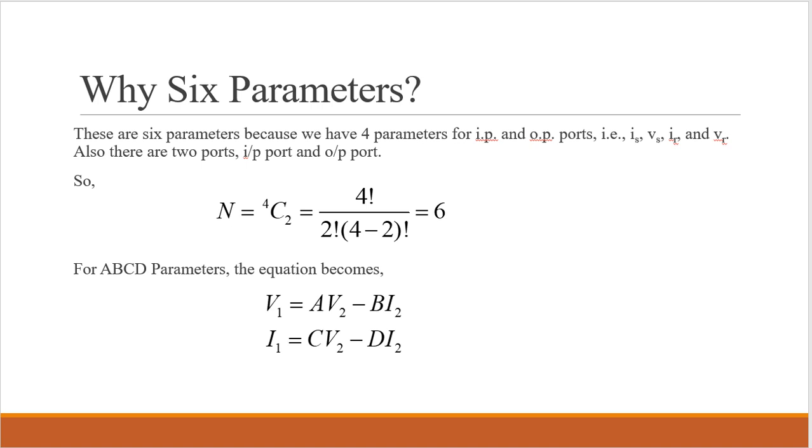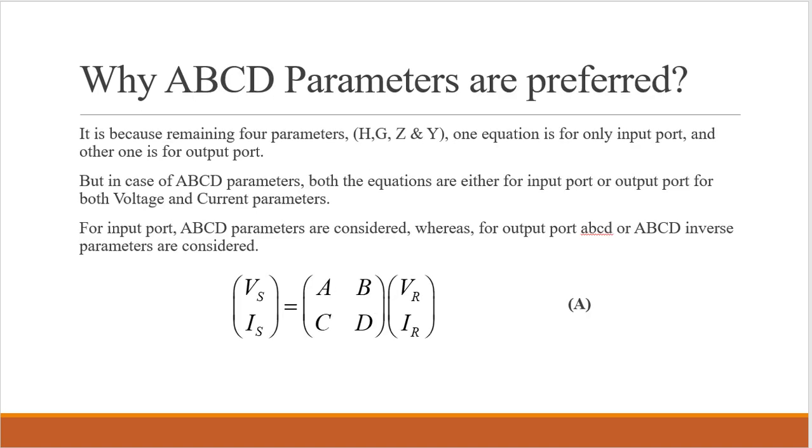I have found out these parameters by using the transmission line network. After this, let me tell you why ABCD parameters are preferred. It is because in the remaining four parameters, that is the H, G, Z and Y parameters, there is one equation for the input port, whereas the other equation is for the output port.